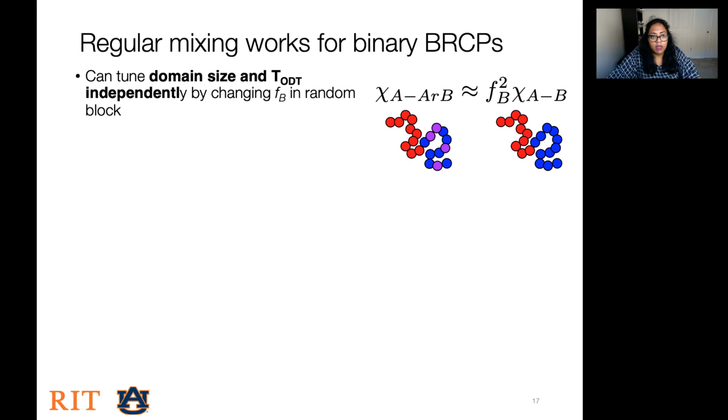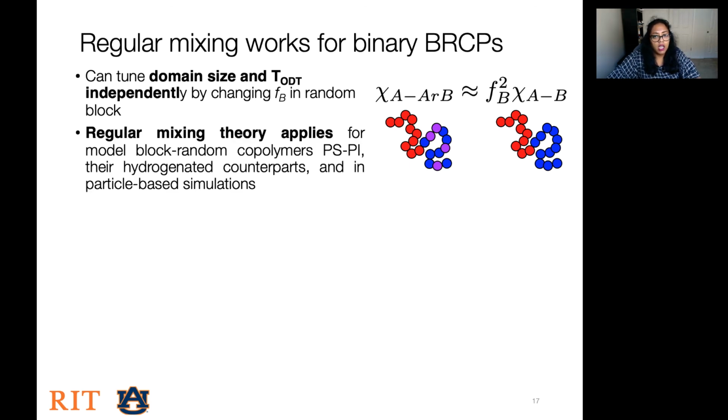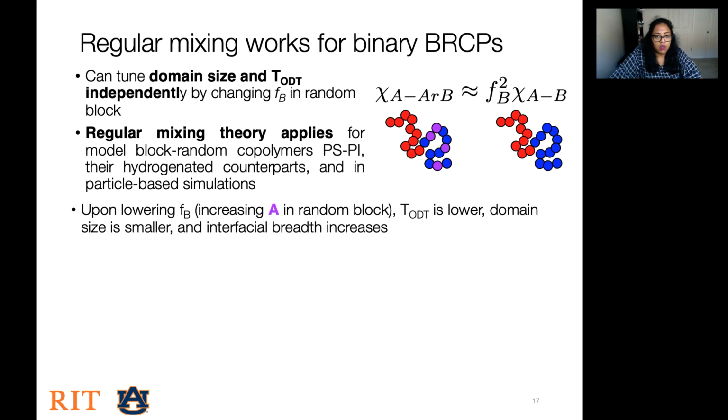And so we are also able to show that you can tune domain size and TODT independently, and then the regular mixing solution applies. And we can again investigate and measure quantitatively what the domain size is, what the interfacial breadth is, and how these change with composition.